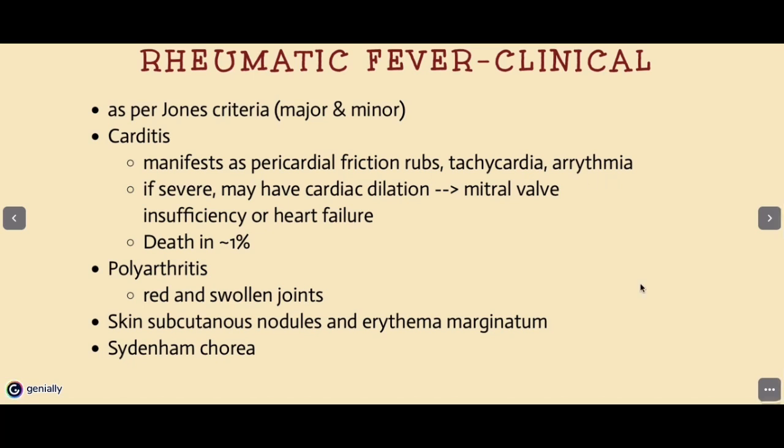If the carditis is severe, patients may develop cardiac dilation, and particularly if this involves the left ventricle, as the papillary muscle tethers the mitral valve to the left ventricle. This results in the mitral valve being pulled apart, so the orifice becomes larger, and that leads to mitral valve insufficiency, and perhaps even heart failure. Carditis causes death in about 1% in the setting of rheumatic fever.